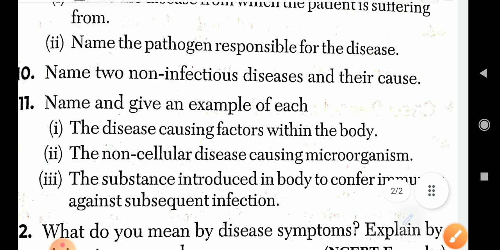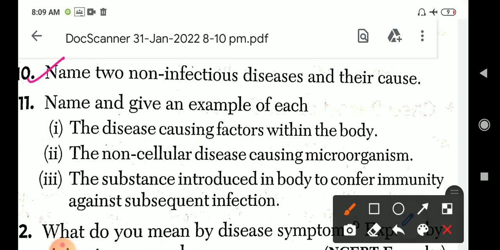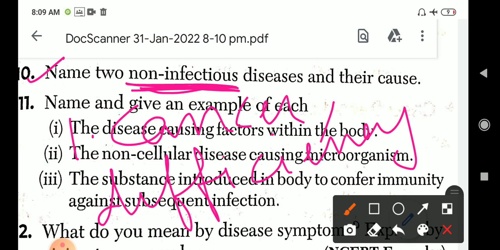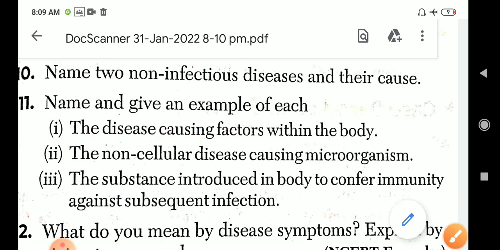Okay, now next question. Name 2 infectious, sorry, non-infectious diseases and their causes. So there are so many non-infectious diseases. You can give the name. It may be cancer, it may be deficiency diseases. Deficiency diseases, as you know, may be goiter, anemia, scurvy. So these may be some of the examples. And high blood pressure, heart failure, kidney failure, these are all diseases which may be there.